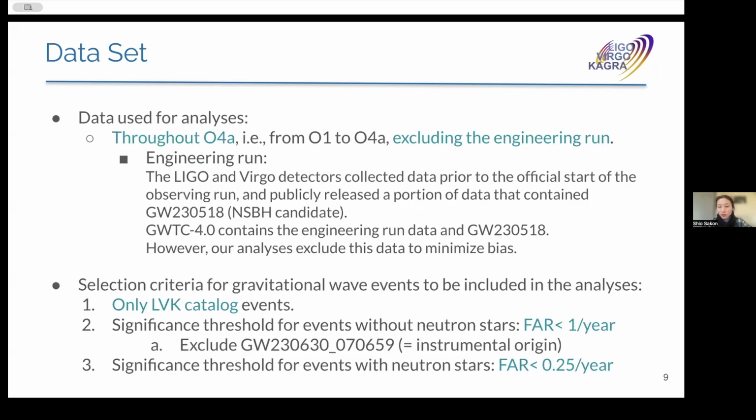I'll mention a little bit about the selection criteria for the gravitational wave events that are included. As Ben has mentioned, we use a significance threshold of FAR of 1 per year or less, with a stricter FAR threshold for events that include neutron stars. However, we do exclude one event, GW230630. This has been deemed to be of instrumental origin. So although it is included in GWTC4, we do not include it in our analyses.